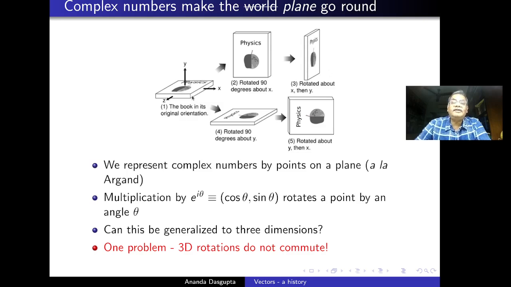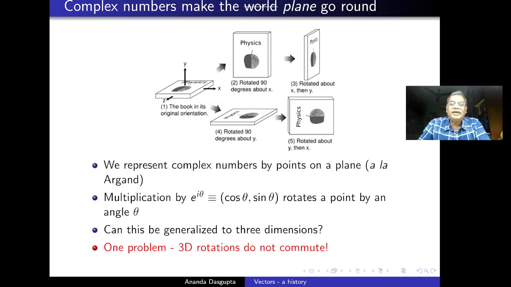Now what if we did it the other way around? First rotate about y through 90 degrees. That's going to turn the book around in the horizontal plane. It's going to end up looking like this. And then if we rotate about the x-axis, the book is going to turn around and face you like this. As you can see, the effects of two successive rotations, the same two rotations but carried out in different orders, are entirely different. So rotations in 3D do not commute.